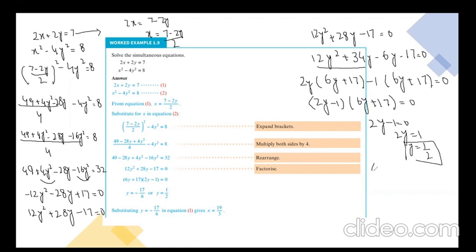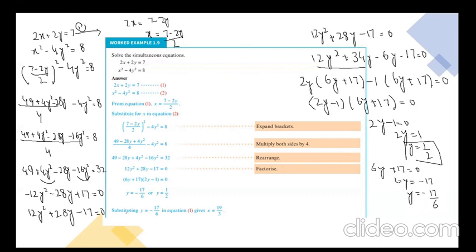Now the second is 6y plus 17 equals to 0. So 6y equals to minus 17 and y equals to minus 17 by 6. So putting the value of y in an equation, I am putting this value in equation, this one. This is my equation 1.